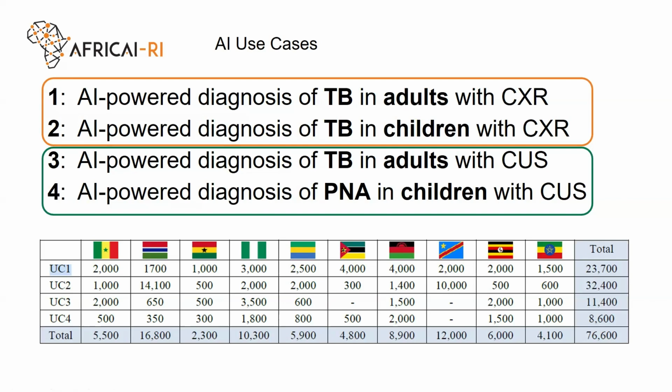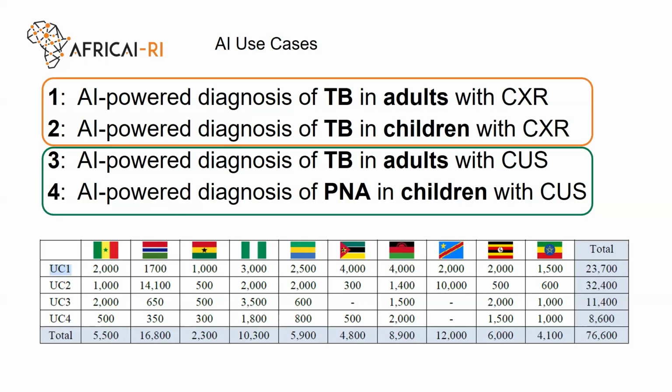As you see in the table below, this is how much data this study aims to collect throughout the time that it will be operating. So we aim to collect over 70,000 images, digital chest X-rays and chest ultrasounds, and we can see how much data each country will contribute to this study. Each use case here is a different clinical question, so each one needs its own data, validation, and interpretation.